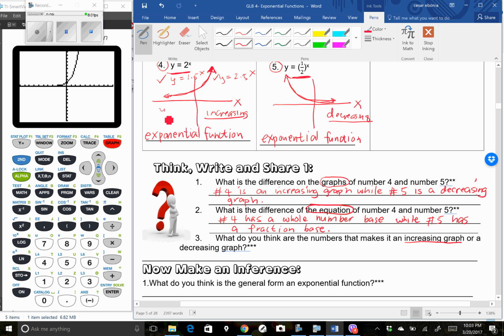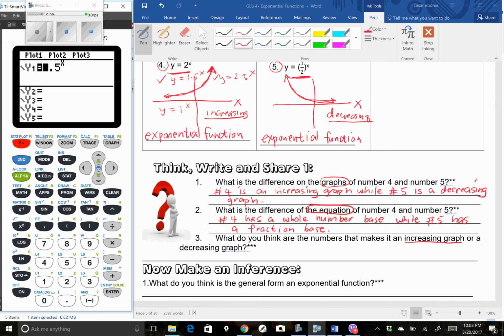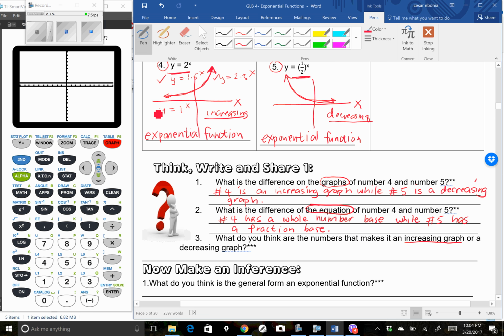What if I put y equals 1 to the exponent x? Let's try that one. So we have 1 exponent x and graph. Oh, so this time we graph a line, which means it's not anymore an exponential function. So I would say when the base is equal to 1, it can never be an exponential function. I put an x here, but this is not an exponential function.